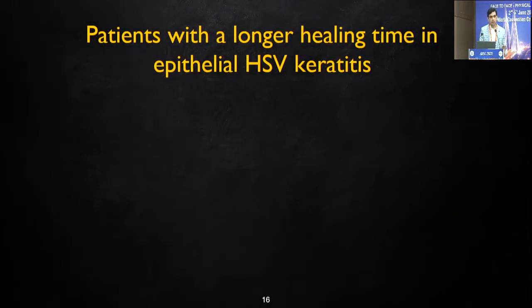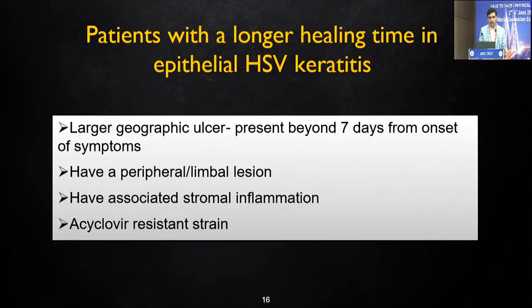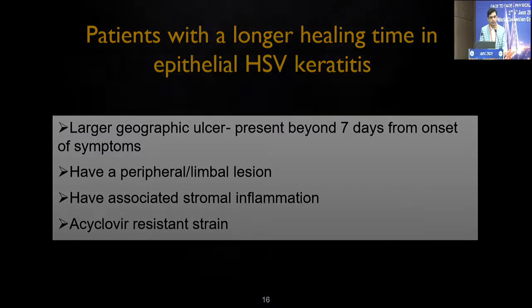Now, patients who have a longer time in healing in cases of epithelial keratitis are the ones who have a larger geographical ulcer, those who have a peripheral or limbal lesion because their inflammation is much more, and those with associated stromal inflammation, underlying infiltration, and sometimes, very rarely, acyclovir resistant strains.